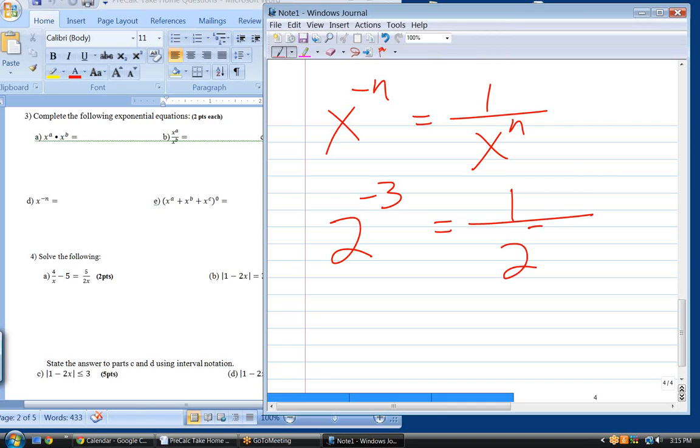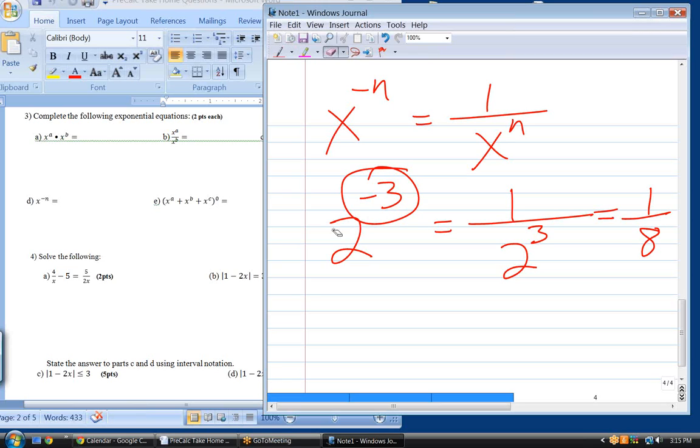1 over 2 to the positive 3. 2 to the positive 3 power, which is actually 1 over 8. Notice that's a positive number. So just because we have a negative exponent, we still almost always have a positive number. The negative exponent does not mean negative. That's the most important thing to remember: negative exponents do not mean negative, that means reciprocal.